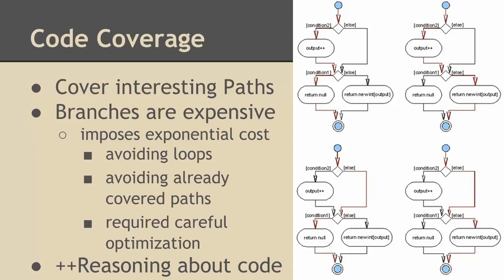However, branches are expensive. If you start keeping track of all the paths you've taken through code, and code often contains many, many different branches, it becomes very expensive, and each branch imposes an exponential cost. So it's important to avoid loops, to avoid already covered paths, and this requires careful optimization and also the ability to reason about code. It is rather simple with the disassembler to detect all the branches in a binary.